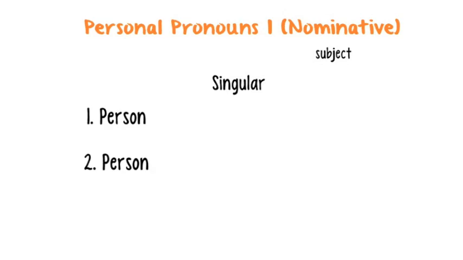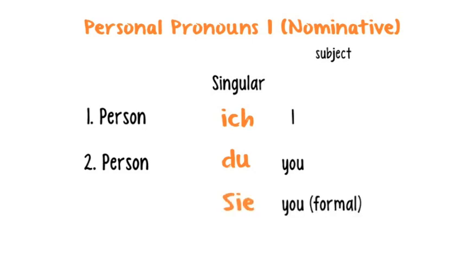In the first person, we have the word ich, which is equivalent to I. In the second person, we have the word du, which means you. If you want to address someone in a formal way, in German we also have the word Sie, which means you. Ich, du, Sie.